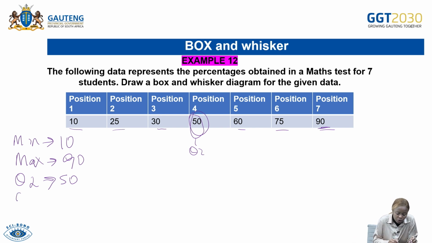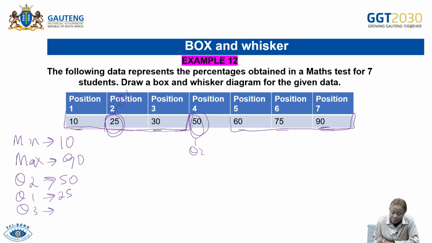Okay, so your Q1, we are talking about the middle of your lower half of the data. So if I'm looking at the lower half of my data, I can see that the middle there is going to be in position 2. So it means here I'll have my Q1. So my Q1 is given as 25. And then your Q3, it is going to be in the upper half of your data set, which is going to be 75. So it is given as 75. And then you can always use the formula to find the position.